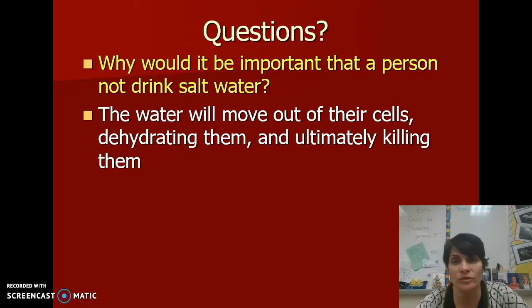So it would move out of your cells, ultimately shriveling your cells up like a raisin, which if your cells die, then your tissues die, then your organs die, and you get the general idea. Okay? So you wouldn't want to drink salt water.